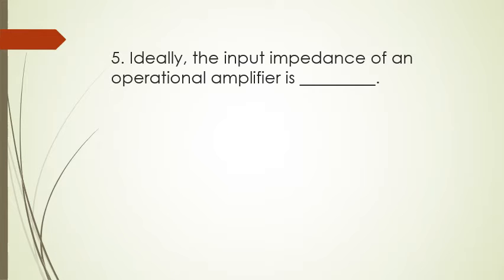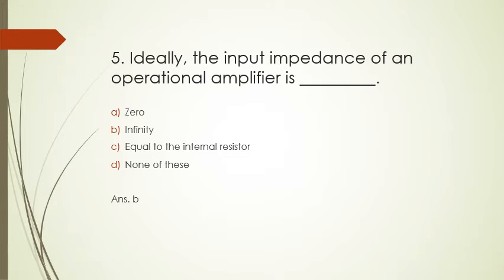Ideally, the input impedance of an operational amplifier is. So we know that an operational amplifier has 5 ideal characteristics, including the input impedance, output impedance, then there is the perfect balance, and the other two are also there. The options here are 0, infinity, equal to the internal resistor, and none of these. Okay, so the answer for this question is infinity.